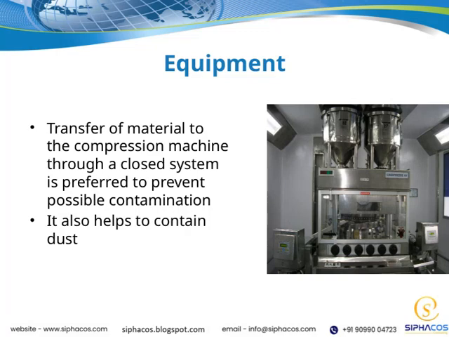When transferring material to the compression machine, it's best to use a closed system whenever possible. This approach is crucial because it helps prevent contamination, which can compromise the quality of the final product. Plus, by containing dust within the system, we also maintain a cleaner and safer working environment. When we talk about equipment for this process, choosing the right tools that support a closed transfer system is essential. It not only ensures the integrity of the material, but also aligns with overall safety and cleanliness standards in our operations. So, always aim to use equipment that facilitates this closed transfer to keep everything running smoothly and safely.